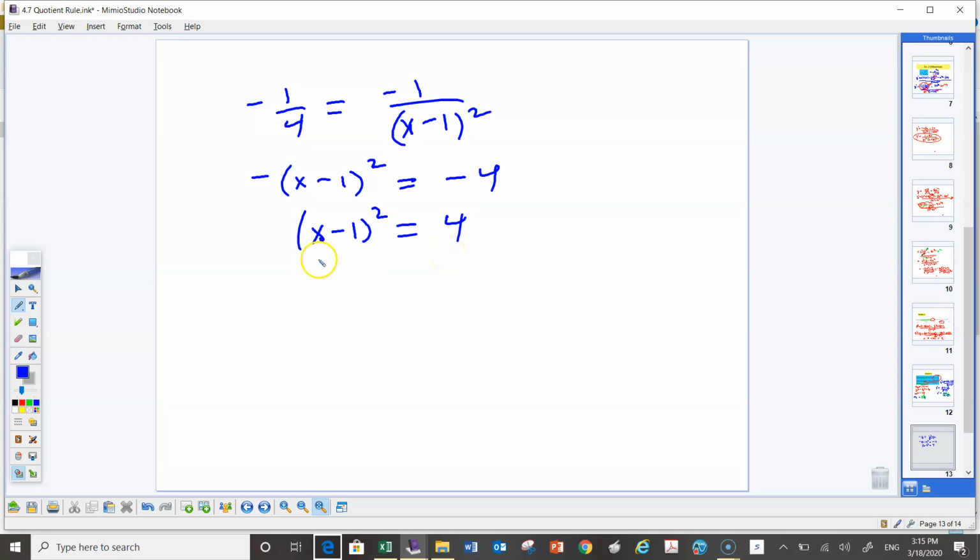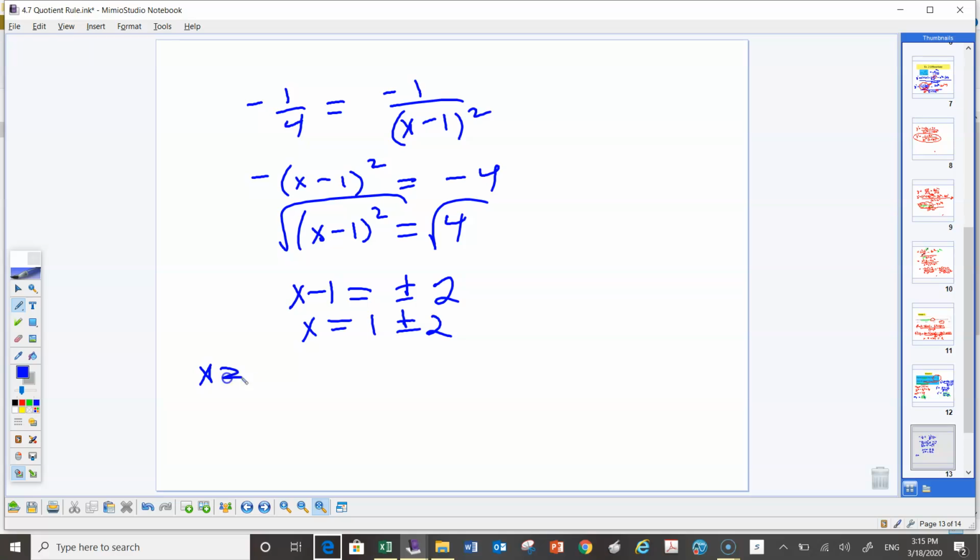Now you could expand the left side, bring over the 4 and solve a quadratic, or we can use the square root property, where if I take the square root of both sides, I'm going to get x minus 1. And again, don't forget it's plus or minus because you're solving for a variable x. And if you add that over, you get that. So I get 2 x coordinates. x is 3 because 1 plus 2 is 3. Or x is 1 minus 2, which is negative 1.